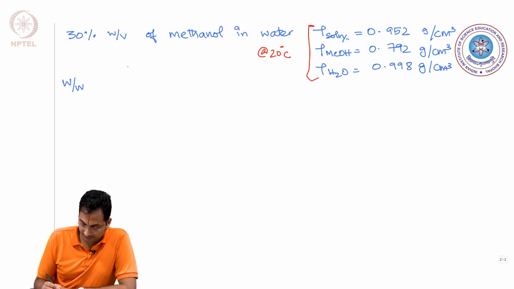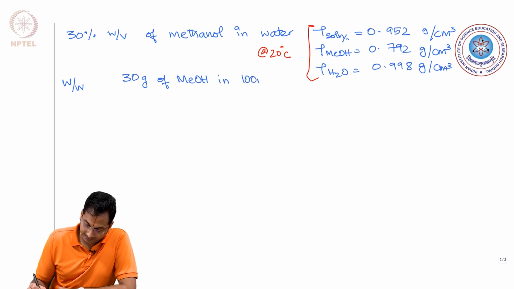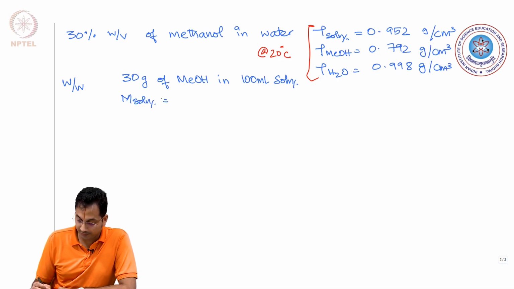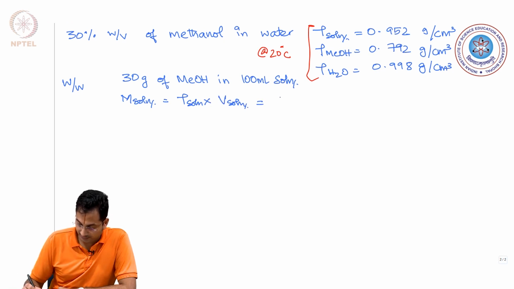And how does this go? So, this first implies you have 30 grams of methanol in 100 ml of solution. 100 ml of solution would indicate that what is the mass of solution? This will be equal to density of solution times volume of solution. Density of solution is 0.952 grams per cc times 100 ml. So, that is going to make it 95.2 grams.